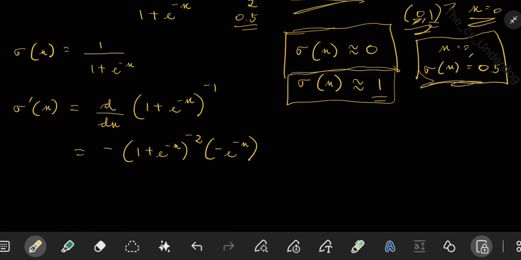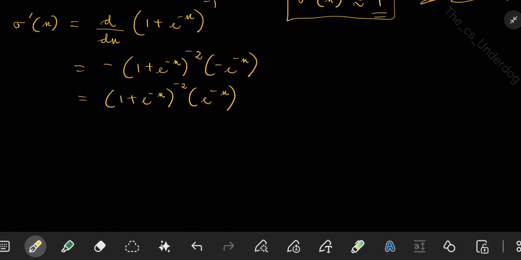Here I can see there are two negative signs, one here and one here. I'll cancel both because this is a product. It will become 1 plus e power minus x whole raised to minus 2 into e power minus x. Next thing I'm going to do is, 1 plus e power minus x whole raised to minus 2 can also be written as, instead of writing it like this, I would like to write as e power minus x divided by 1 plus e power minus x the whole square.